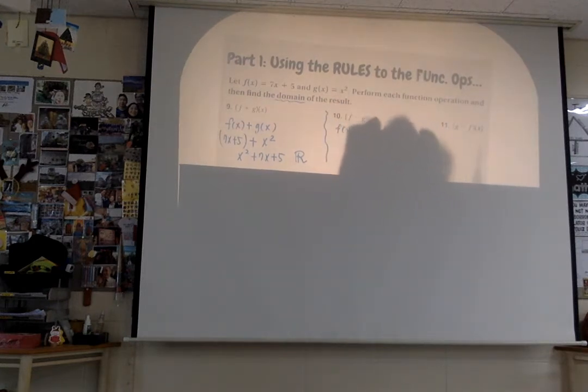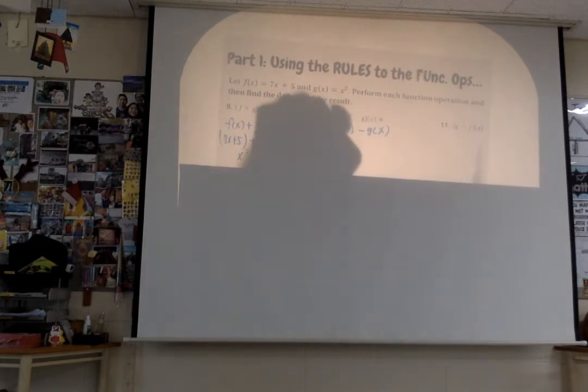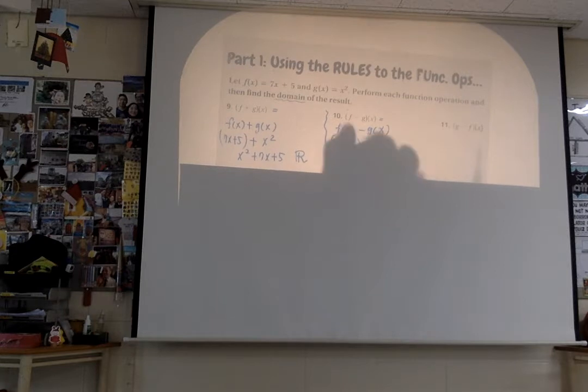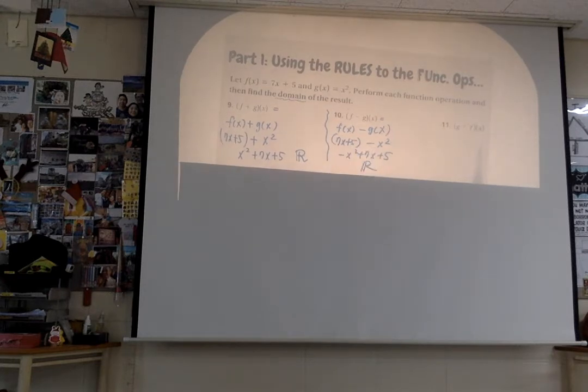Try f minus g. You guys, isn't this f of x minus g of x? Okay? We can rewrite that using the function property that we just talked about. So it's going to be 7x plus 5 minus x squared, in which case we get negative x squared plus 7x plus 5, and domain again is all real numbers, right? Because that means we can plug in any x value and we'll get real numbers. Nothing is out of the question, right? We can plug in any x values.